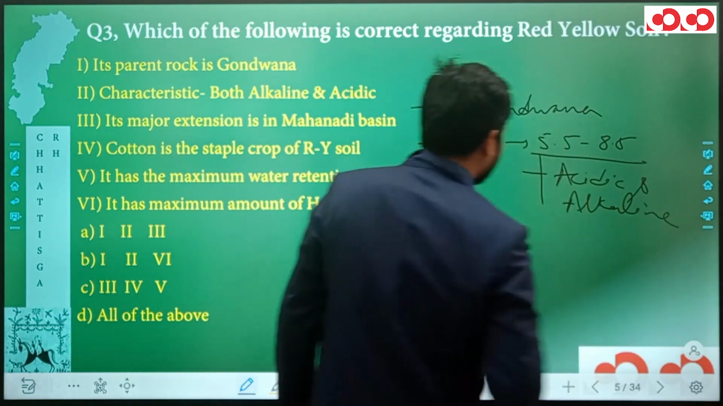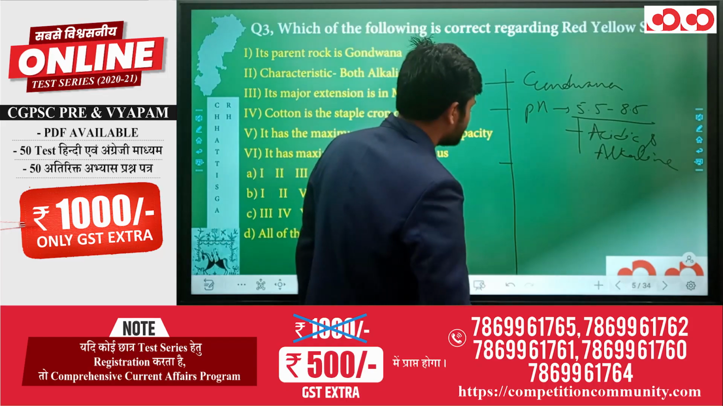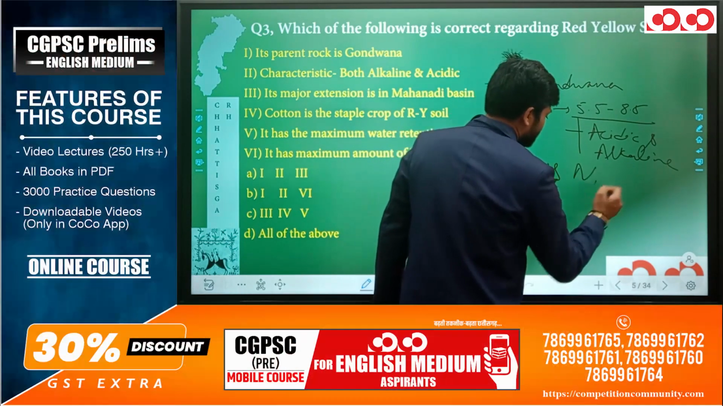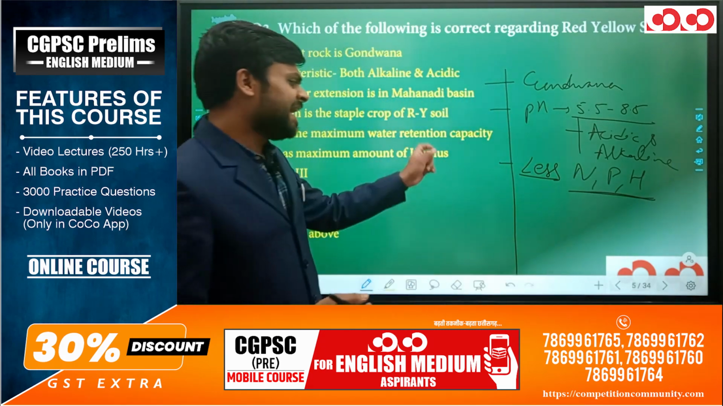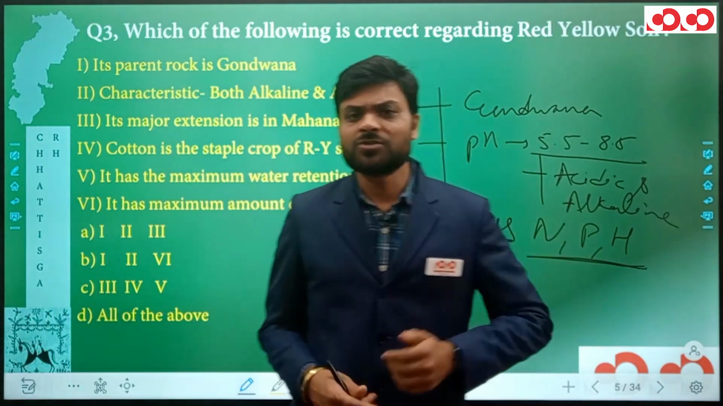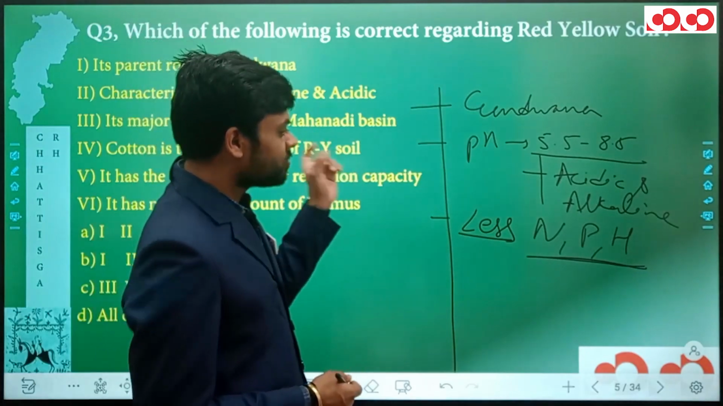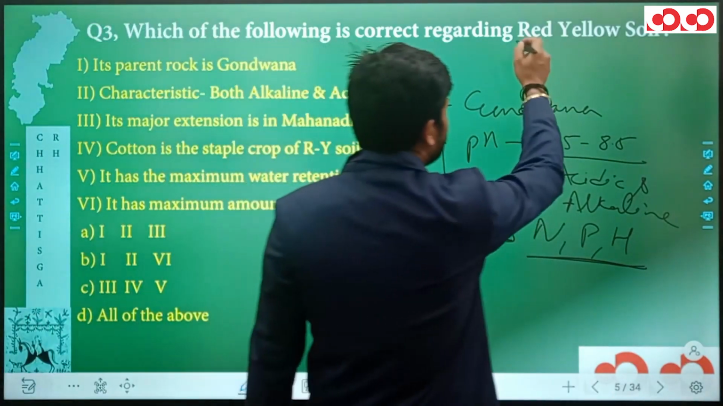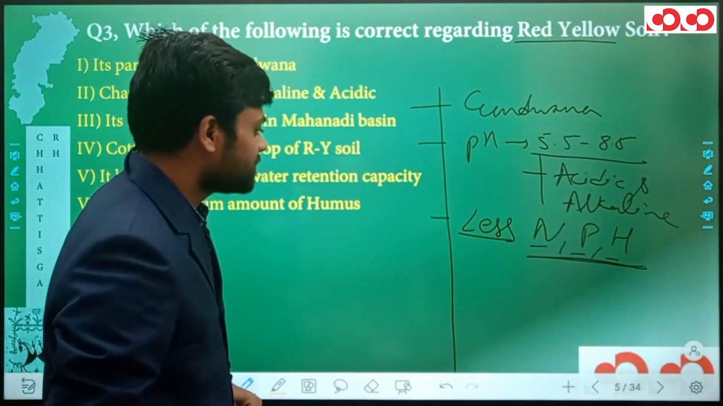Now, this red yellow soil has less nitrogen, phosphorus, and humus content. Let me tell you, this NPH content in general is less in all the soils of India. But there is a comparative statement that in this soil it is more, in that soil it is less. But in general, if we talk about red yellow soil, nitrogen, phosphorus, and humus content is less.